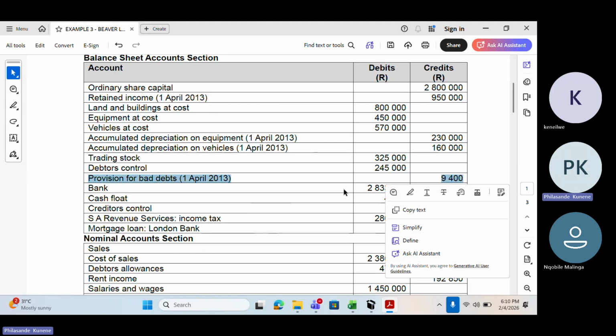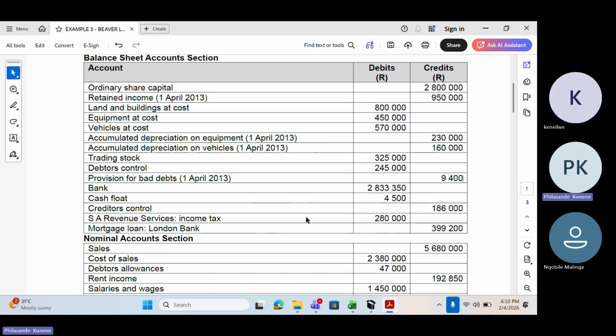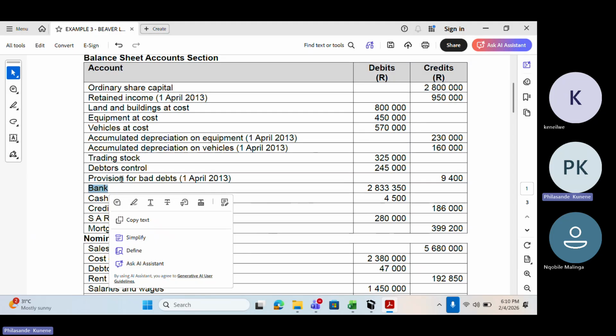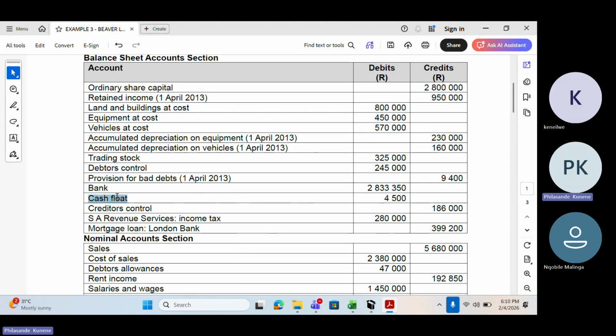It is related to this one. Provision for bad debts at the beginning of the year. You will remember that there is an adjustment that we're doing on this balance. These are all the things that you must think about whenever you're going through your trial balance. Bank, you know that it affects your balance sheets, cash and cash equivalents. Cash float is something like petty cash for me. It also affects your balance sheet as part of cash and cash equivalents.